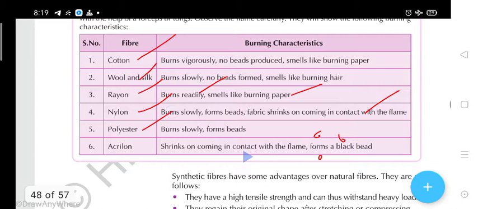And what about the polyester? It burns slowly and forms beads. And acrylic shrinks on coming in contact with the flame and forms a black bead. So this is the observation, and this is the result when you burn the different fibers in flame.